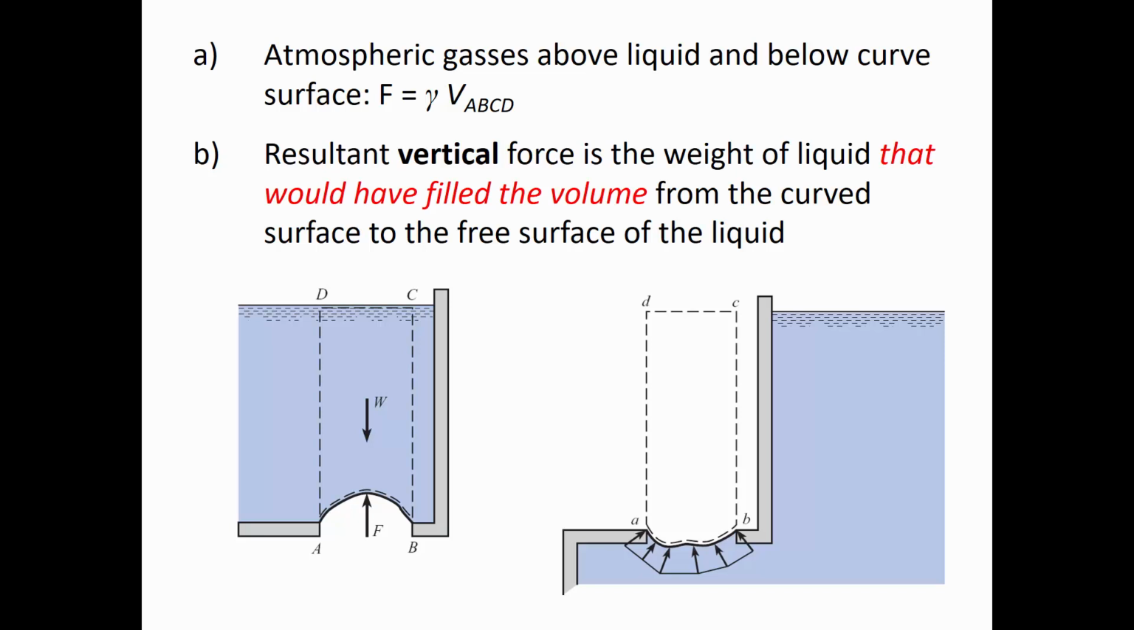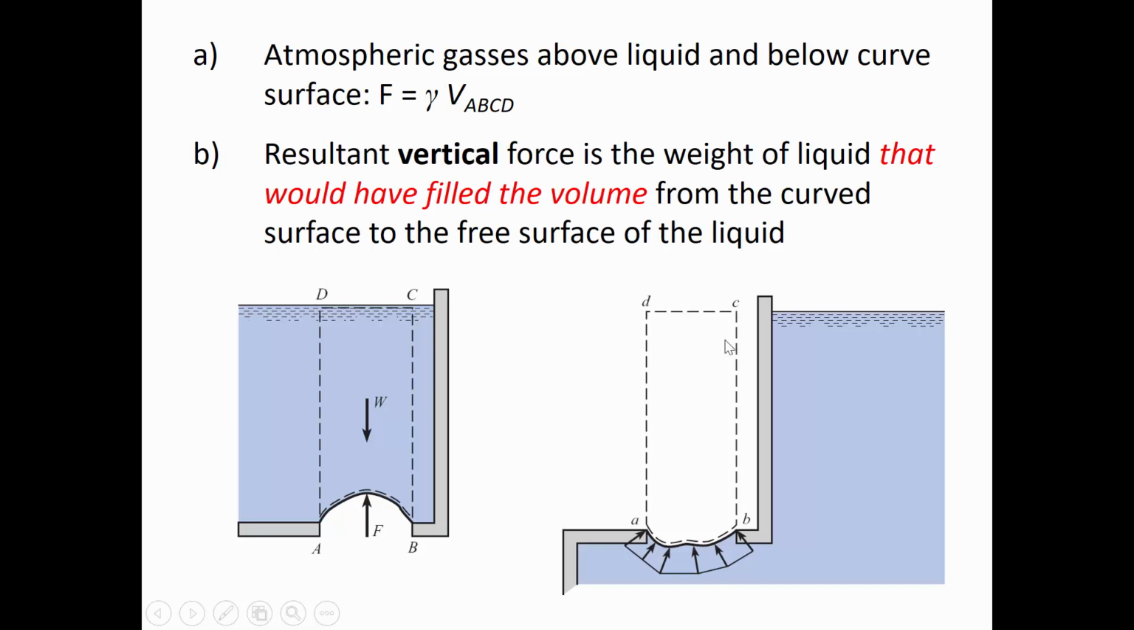But in the same way, the forces acting upward on this gate are equal to the weight of the water that would have been above it if this gate wasn't in place. What you can do is find the volume of water if you extend this imaginary surface all the way up to where the water line is. The vertical force is equal to the weight that would have filled up that volume.